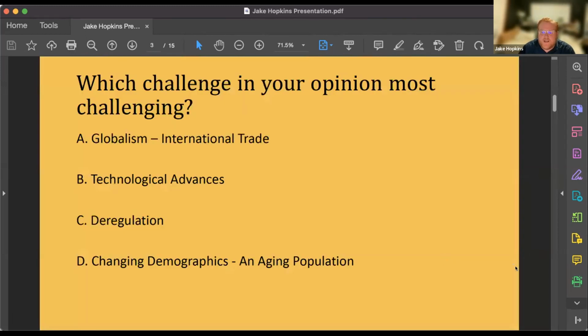So before we get into the content, I am curious, in your opinion, which one of the challenges that you see on the screen, A, B, C, or D, do you personally think would be the most challenging to overcome? You can just type a letter in the chat box, or you can unmute yourself if you'd like to comment on particularly why you think that might be the most challenging.